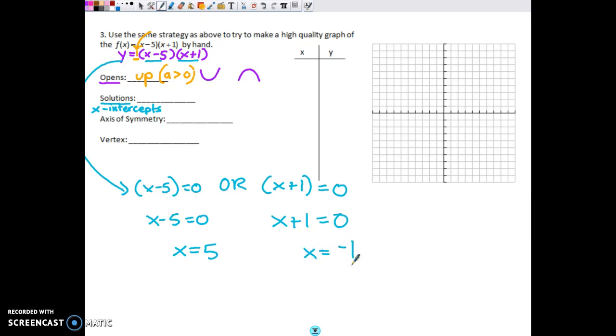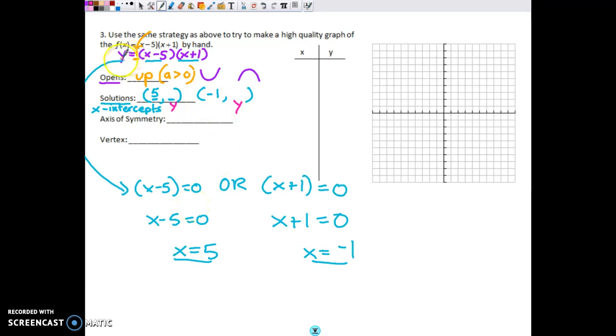Now, the solutions. The x value will be 5. When I write my solutions or x-intercepts, I'm going to put them as ordered pairs. Okay? Ordered pairs, which means I need an x value and a y value. You need both for this to be correct. Just like when you did intercepts on lines, it needs to have an x and a y value. We know what the x value is. It's going to be 5 and -1. So we have 5 comma something and then -1 comma something. Now the something I'm looking for is the y value.